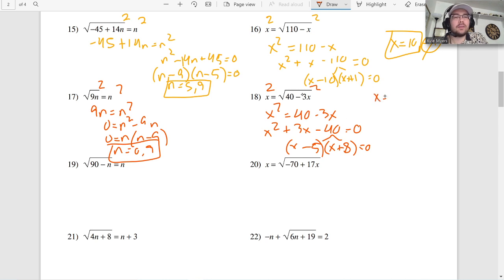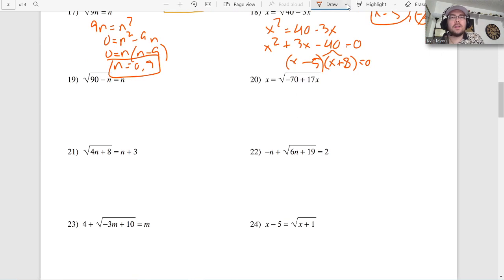So x is equal to either 5 or negative 8. And it looks like that negative 8 isn't going to work out. There we go. Okay, moving on.